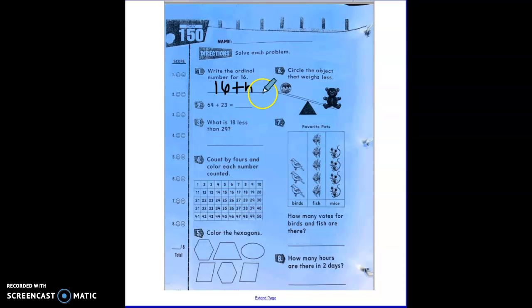64 plus 23. I'm going to write this one off to the side. 87 would be my answer.